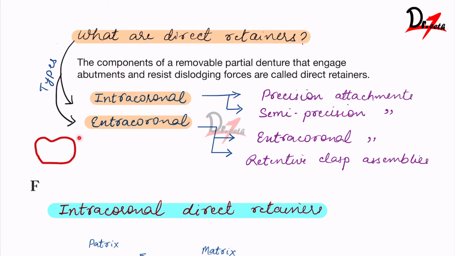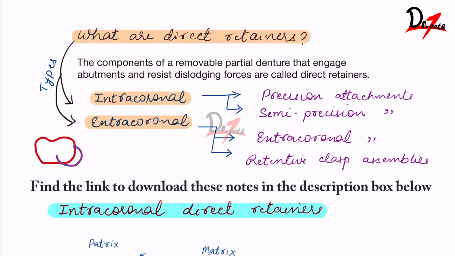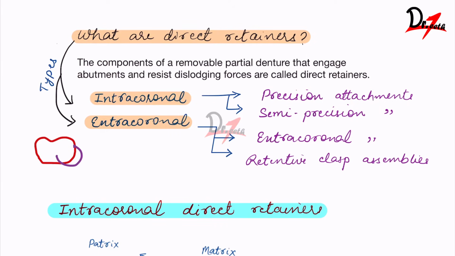But what about the extracoronal? They will lie outside the crown. So you can imagine that it could be a clasp, or it could be something else. And that something else we'll see, right? I'm not going to complicate it right now. So just understand that extracoronal is outside the crown, right?